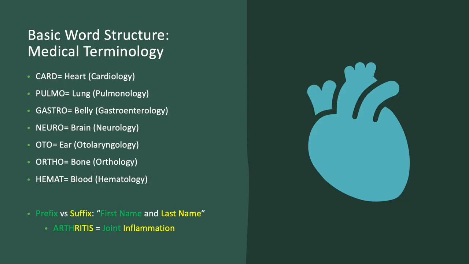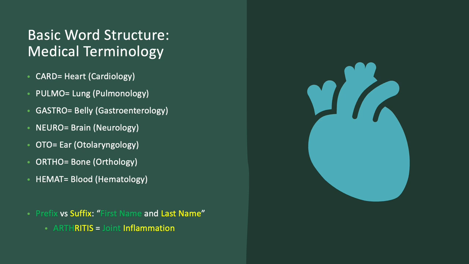I told you guys Latin matters to me, and it does, because if you know what your prefix and your suffix means, you know what the disease process is, even if you never even heard of it before. Okay? So, card means heart, like cardiology, the study of the heart. Pulmo means lung. Gastro means belly. Neuro means brain. Odo, remember how we use an otoscope, and I said odo means ear? Well, it does. All right? Ortho means bone. Hemat means blood. So if I get a hematocult, I'm getting an occult stool to check for blood. Duh. So I want you to know these.